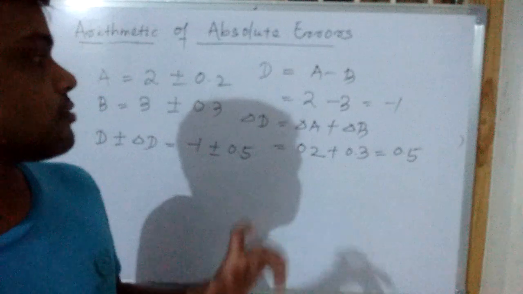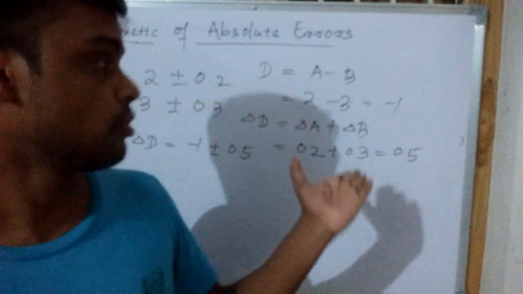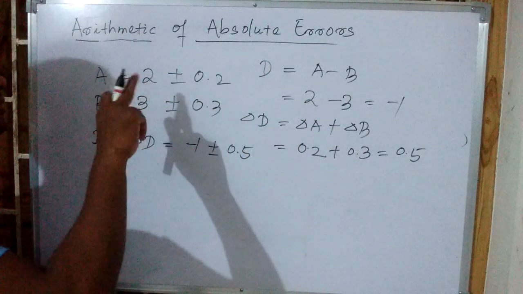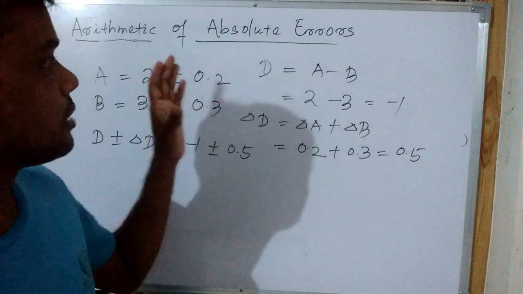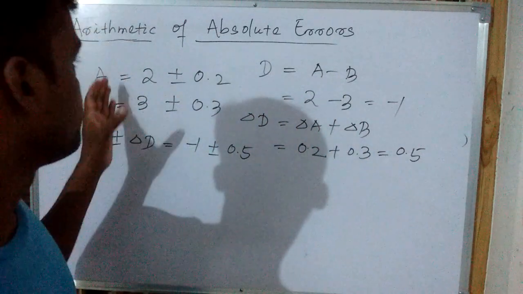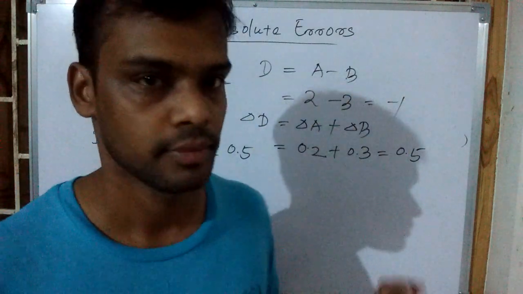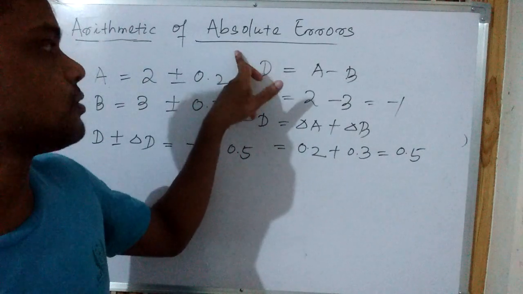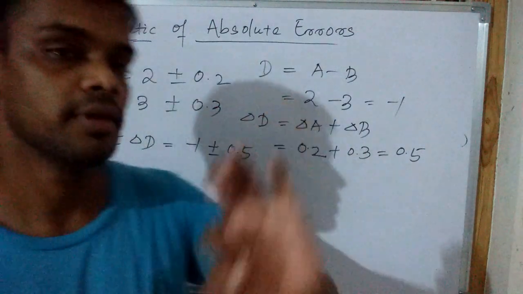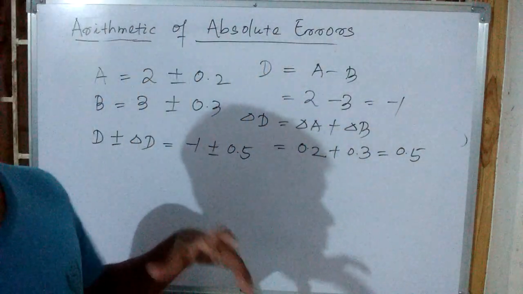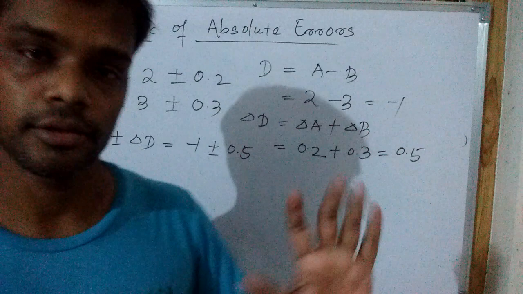Okay, in the next class we shall discuss arithmetic of relative errors. Now you must be thinking, what about multiplication and division? Normally multiplication and division, if you perform them with relative errors, it will be easier. If you take absolute errors into consideration for multiplication and division, it will be a bit difficult. That's why we always avoid including absolute errors in multiplication and division. They are carried out always with relative errors. So in the next class we shall discuss these things, that is multiplication and division with relative errors.